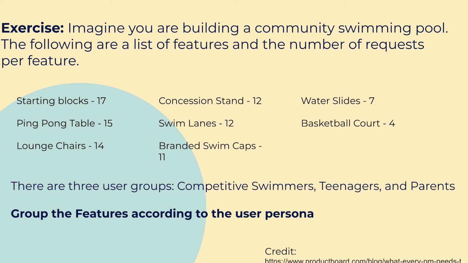So let's try to put this into practice. Imagine you're building a community swimming pool. The following are a list of features and the number of requests per feature. So we have starting blocks, ping pong table, lounge chairs, concession stands, swim lanes, branded swim caps, water slides, and a basketball court.